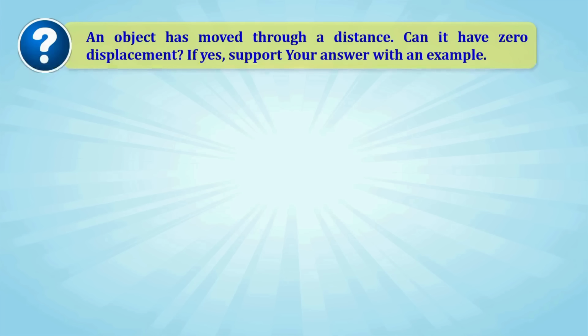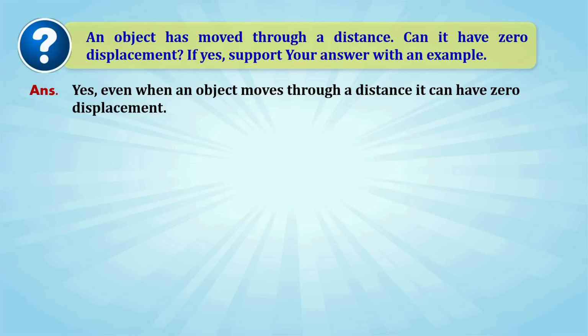Now let us answer an important conceptual question. An object has moved through a distance. Can it have zero displacement? The answer is yes. Even if an object moves through a distance, its displacement can be zero. Let us understand this with the example shown on the slide.